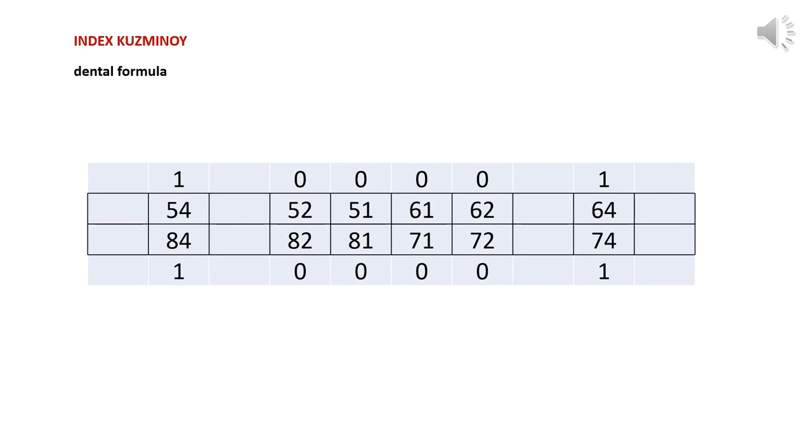The dental formula for such a patient will be as follows: 5.4, 5.2, 5.1, 6.1, 6.2, 6.4, 7.4, 7.2, 7.1, 8.1, 8.2, 8.4. We put code 1 near the first molars, code 0 near the rest of the teeth.